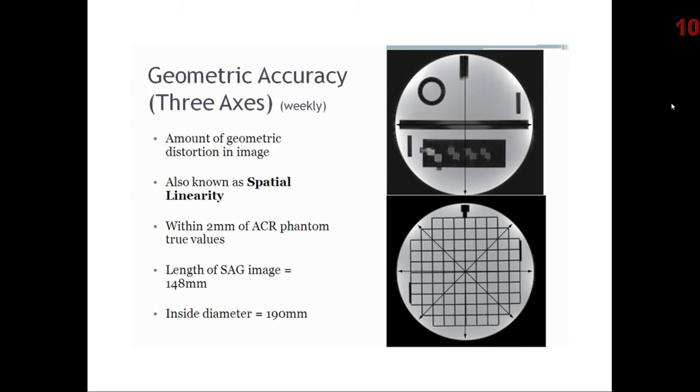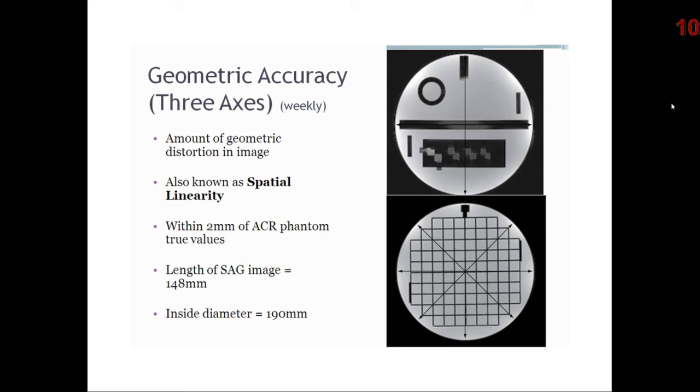Geometric accuracy, or spatial linearity, is the amount of geometric distortion in the image from displaced or improper scaling of the distance between points displayed on an image. The geometric accuracy is mostly affected by the homogeneity of the main magnetic field and the linearity of the magnetic field gradients. Low receiver bandwidth, poor eddy current compensation, and gradient miscalibration can also affect geometric accuracy.